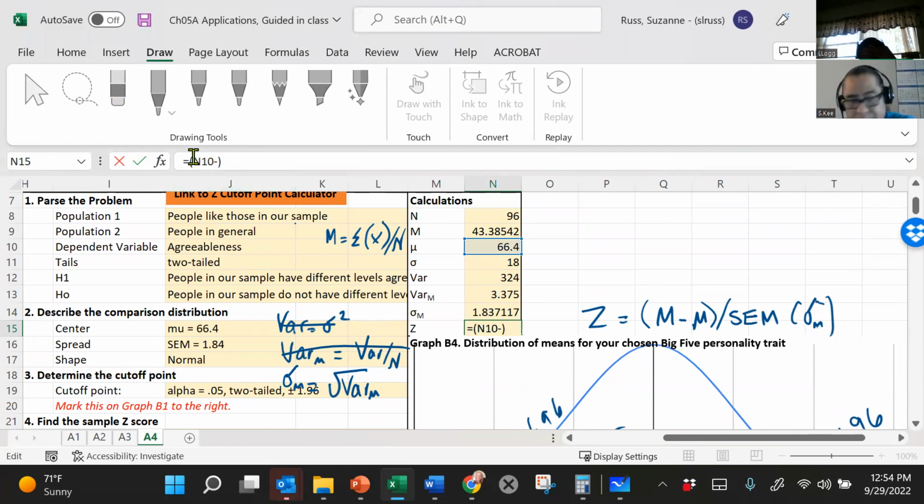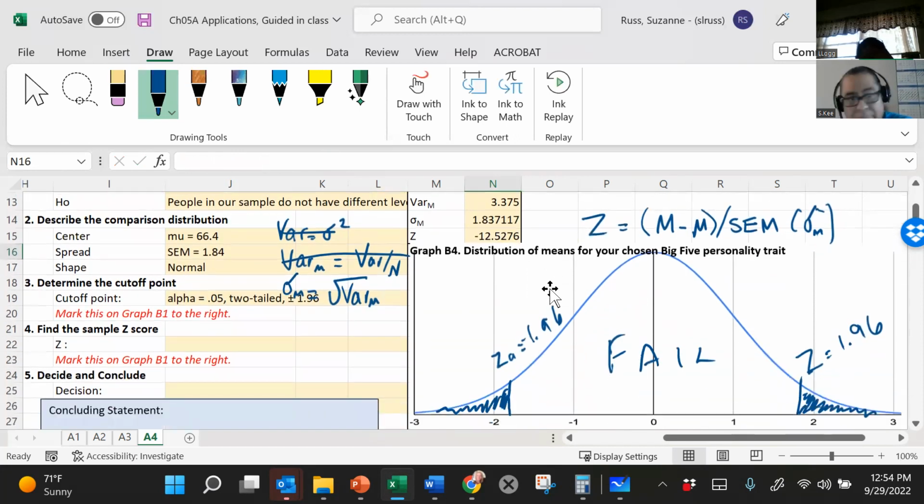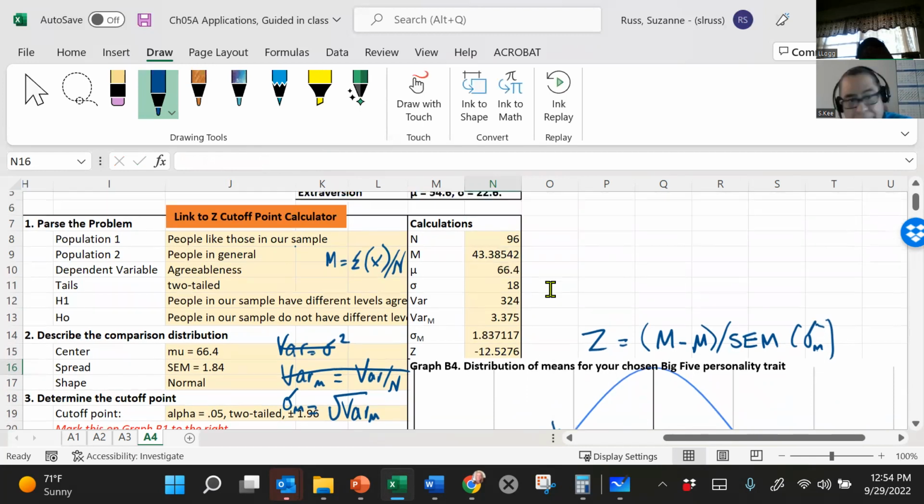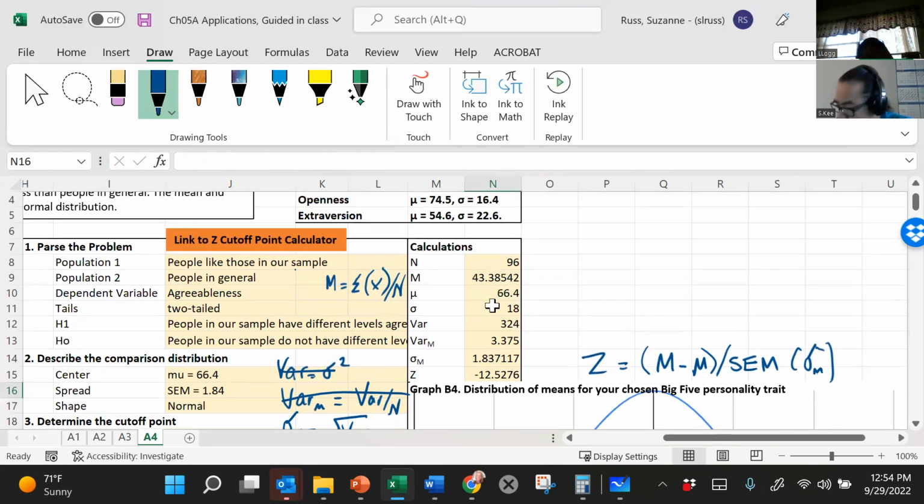Equals, I did something messy there, so let me try that again. Equals our sample mean minus our population mean. And now divided by not this stuff, but our standard deviation for the distribution of means. Wow, a Z-score of minus 12. Remember, if we have greater than 6, we better double check. So I'm going to double check right here.